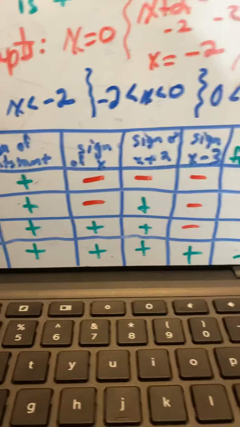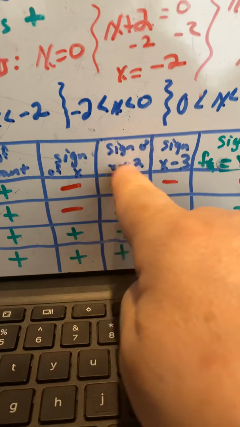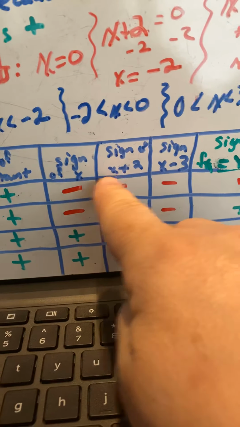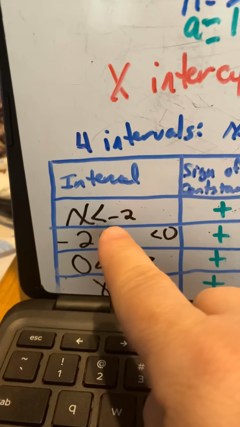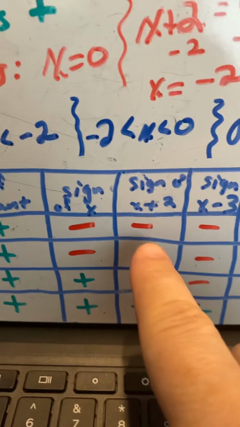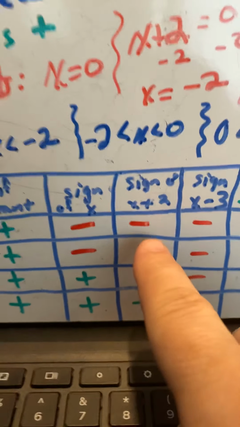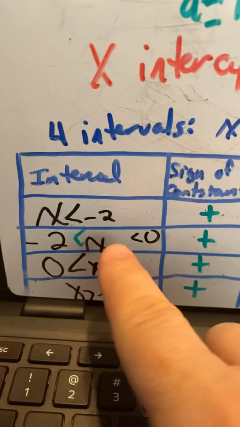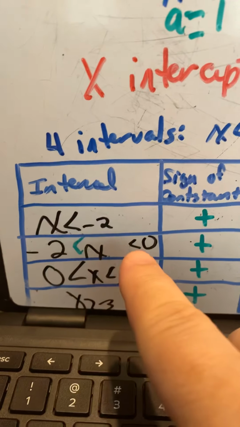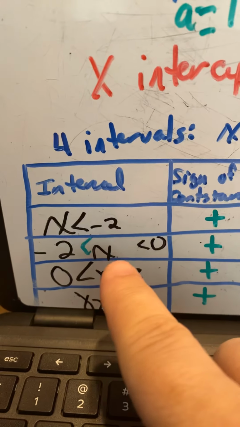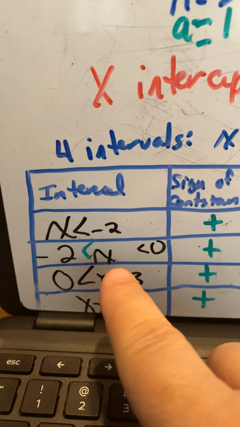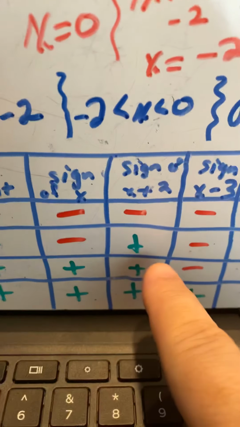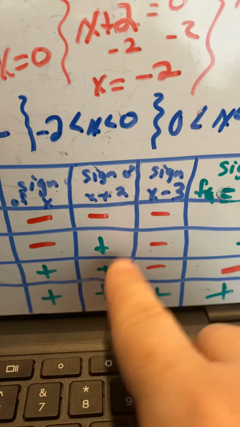What would be the sign of x plus 2? Now remember, we're substituting in for the x. So if x is less than -2, let's pick a number, -3. -3 plus 2 yields -1. It's negative. If I go to the next interval between -2 and 0, what will be the value of x plus 2? Well, let's say it's -1, and we come over here, -1 plus 2 is +1.